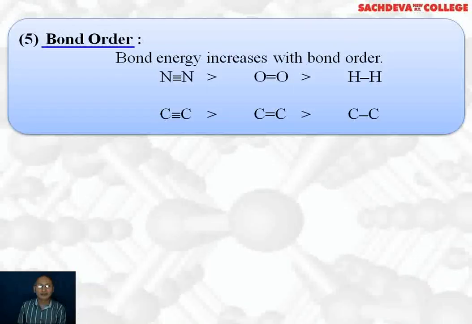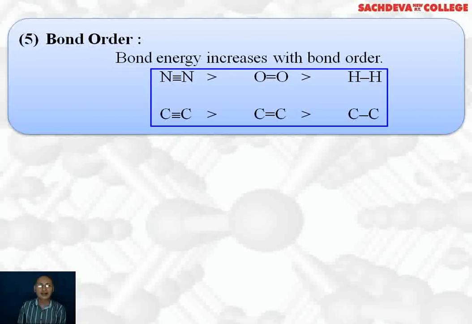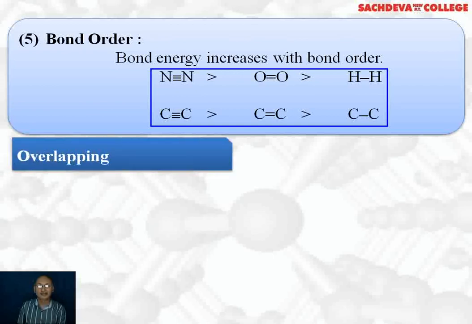Bond order. Bond energy increases with the bond order. If there is a triple bond, it will require very high bond dissociation energy. Then a double bond will require higher bond dissociation energy than a single bond. This example clearly shows that the N≡N triple bond has more bond energy than the O=O double bond, than the H-H single bond. Similarly, the C≡C triple bond has more bond dissociation energy than the C=C double bond, than the C-C single bond.